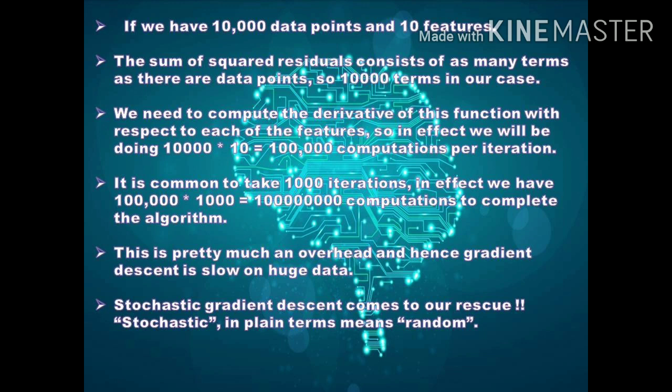It is common to take 1000 iterations. In effect, we have 1 lakh into 1000 equal to 1 billion computations to complete the algorithm. This is pretty much an overhead, and hence gradient descent is slow on huge data. Stochastic gradient descent comes to our rescue. Stochastic in plain terms means random.